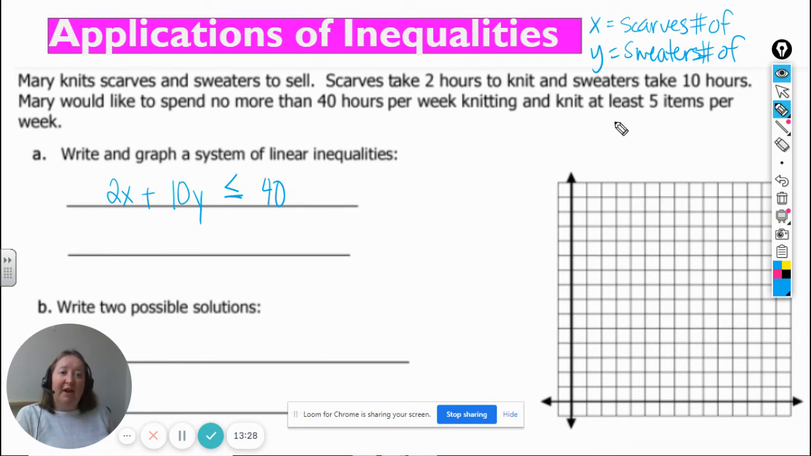Then she wants at least 5 items. So if I total up the number of scarves and the number of sweaters, I want that to be at least 5. But it's okay if she does more than that. So it's greater than or equal to 5.